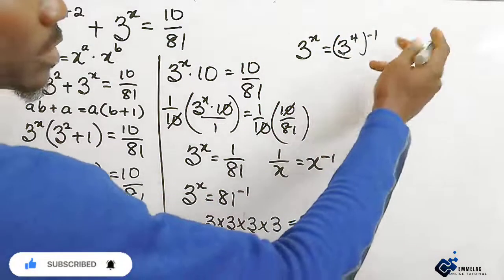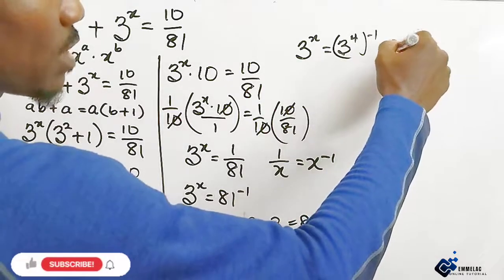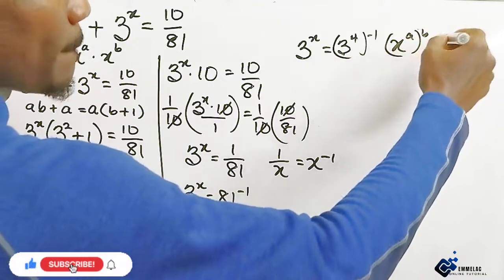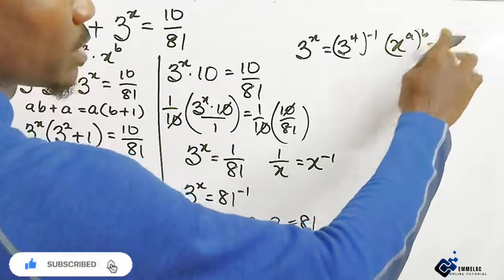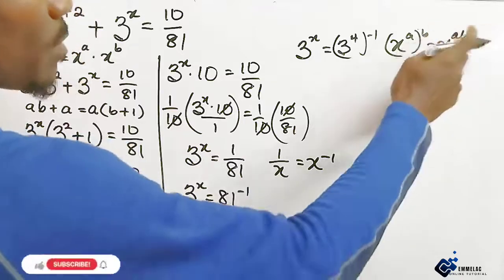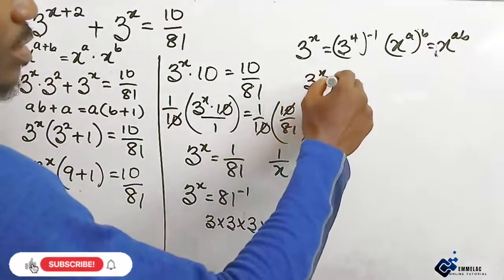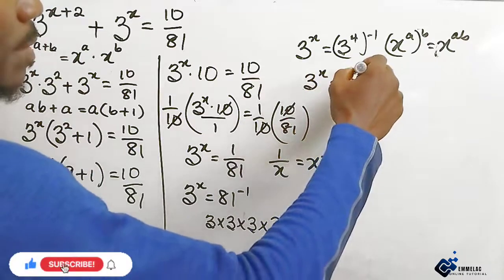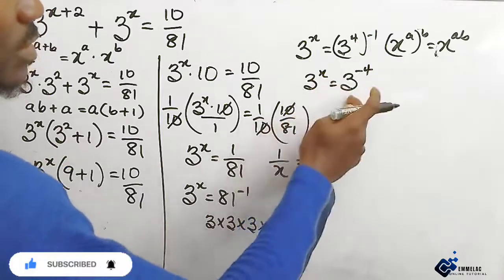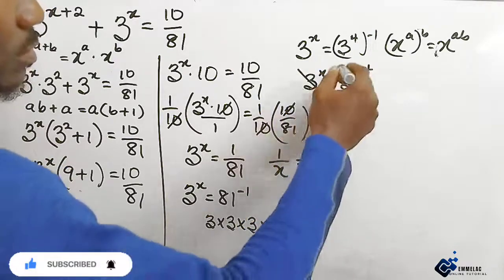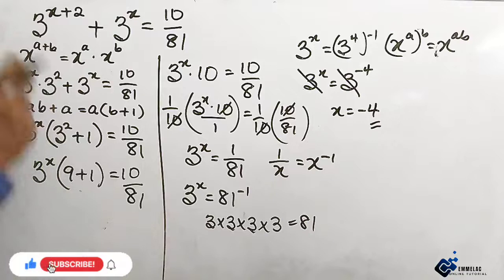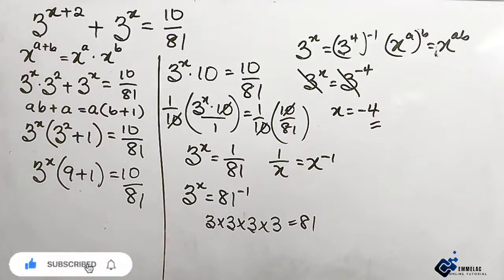From the law of indices also, a raised to the power of a, all to the power of b, is the same as a raised to the power of ab, because the powers are multiplied. If you apply this rule here, we have 3 to the x equals 3 raised to the power of minus 4, because 4 times minus 1 gives us minus 4. Since we have the same base, we can just cancel out. So here we have that x equals minus 4. Alright, the final answer for this is x equals minus 4.